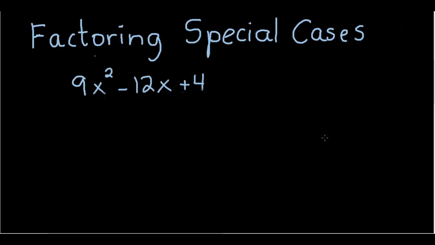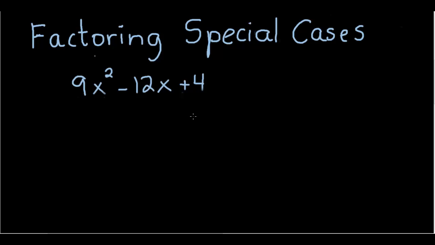Okay, last video showed you how to multiply a binomial elevated to the second power. Now we're going to learn how to factor perfect square trinomials. This one is a perfect square trinomial, and I know that because the first term and the last term are both perfect squares, and the middle term can be obtained by multiplying twice the product of the square root of the first term and the last term.